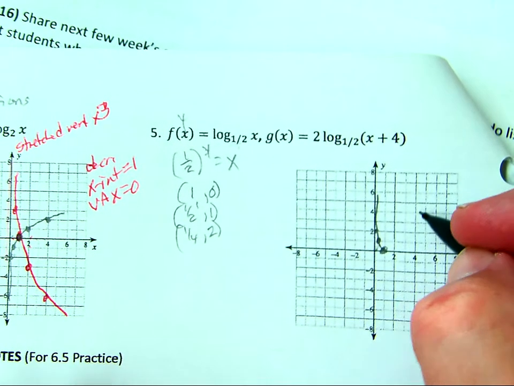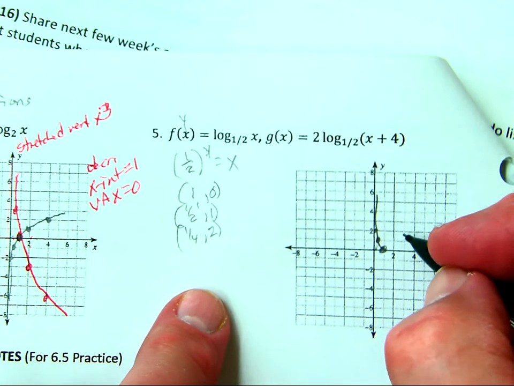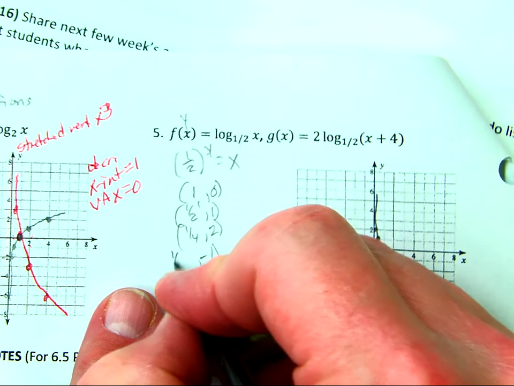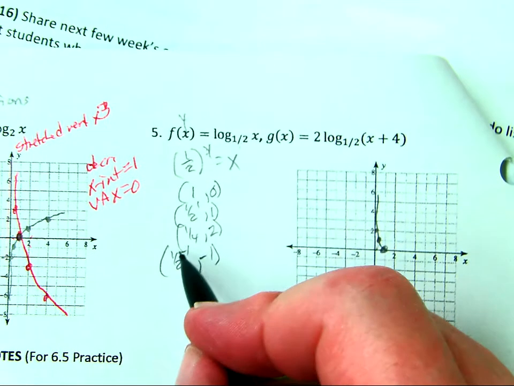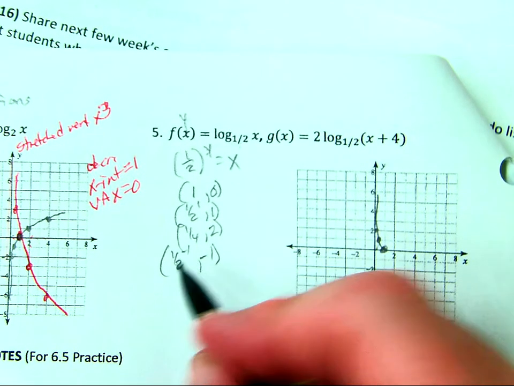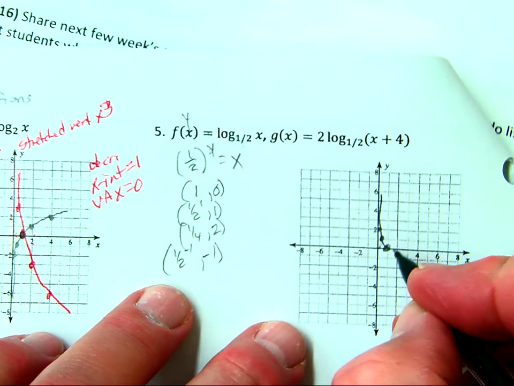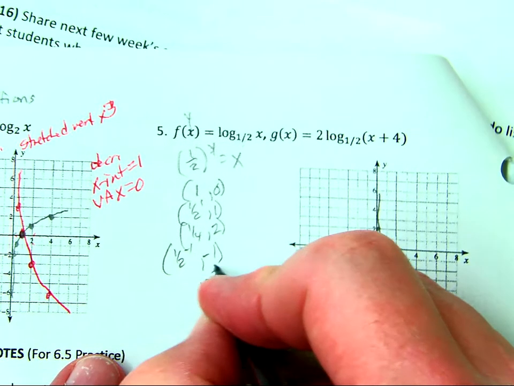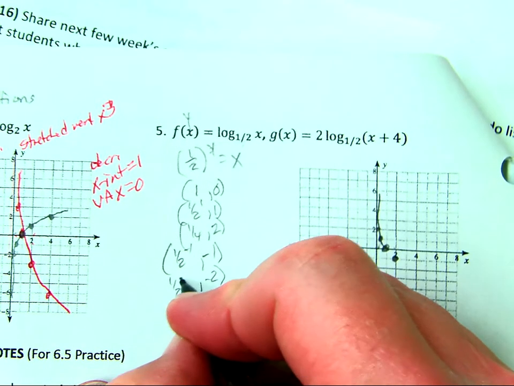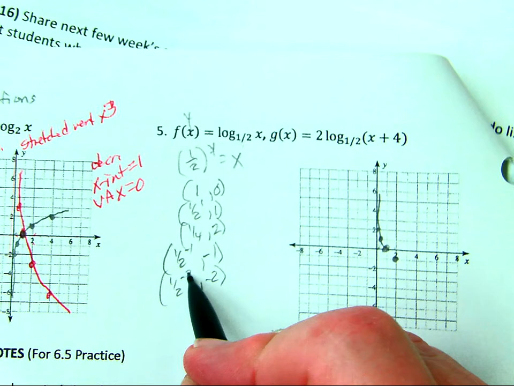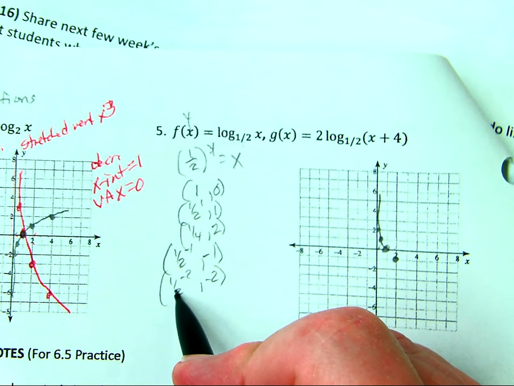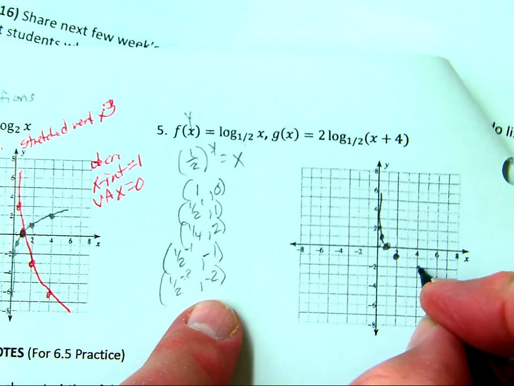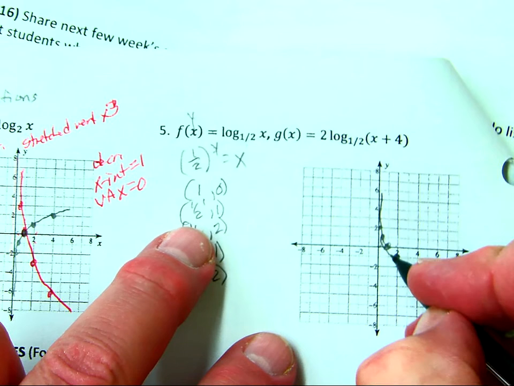If we kept going, let's say y is negative 1. That's 1/2 to the negative 1. Remember, the negative means take the reciprocal. The reciprocal of 1/2 is a positive 2. So 2, negative 1. If y is negative 2, that'd be 1/2 to the negative 2. So we're going to square 1/2 and get 1/4. The negative means we take the reciprocal, which makes it 4. So 4, negative 2. So that graph looks like this.